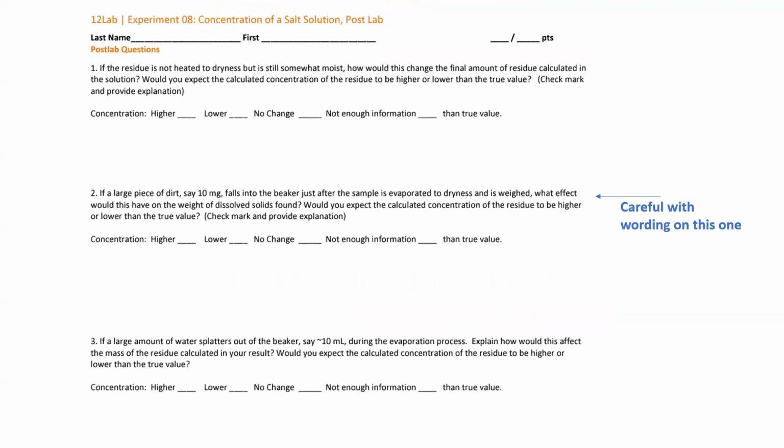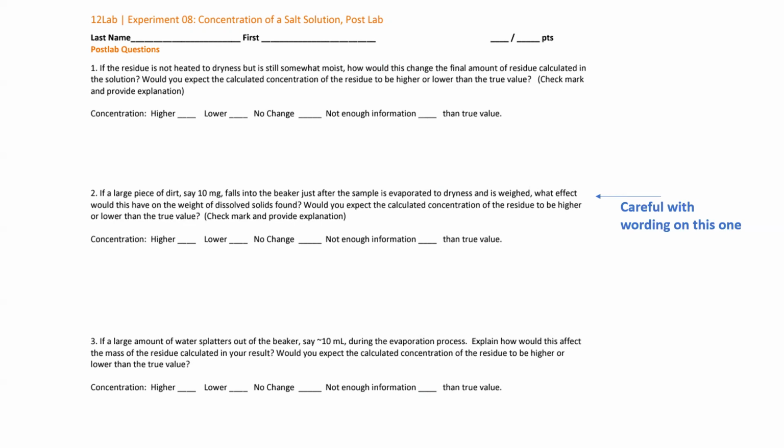For the post-lab questions, there's a series of questions asking what happens if there are certain errors in the experiment. For example, if the residue was not heated to 100% dryness and the salt was still somewhat moist, how would that change the final amount of residue? The second question is a little bit tricky. The way I read it is, if a large piece of dirt, say one that weighs 10 milligrams, falls into the beaker just after the sample is evaporated to dryness and is weighed.